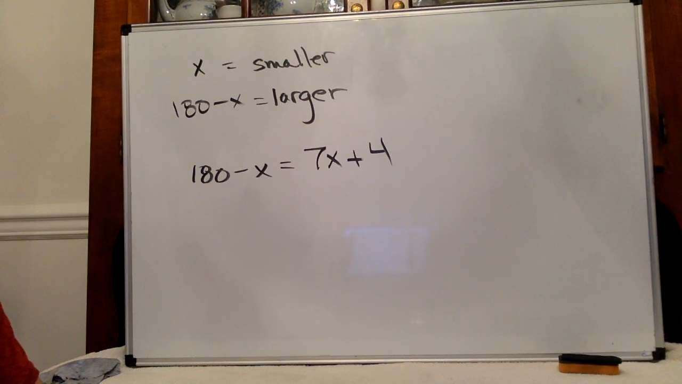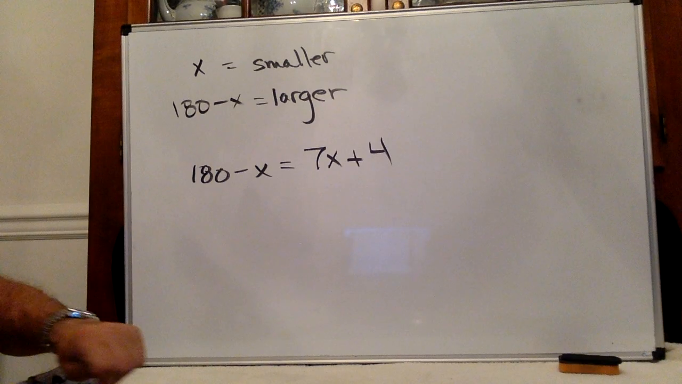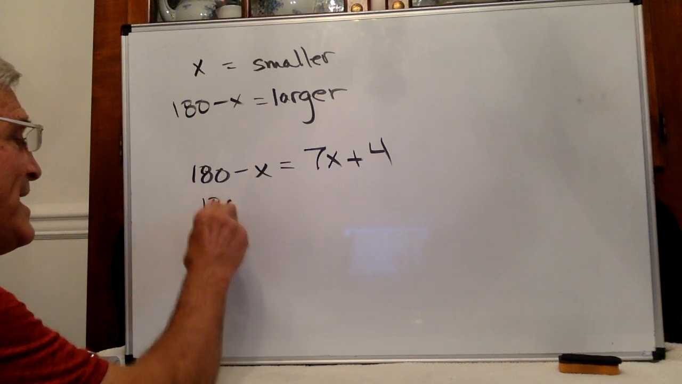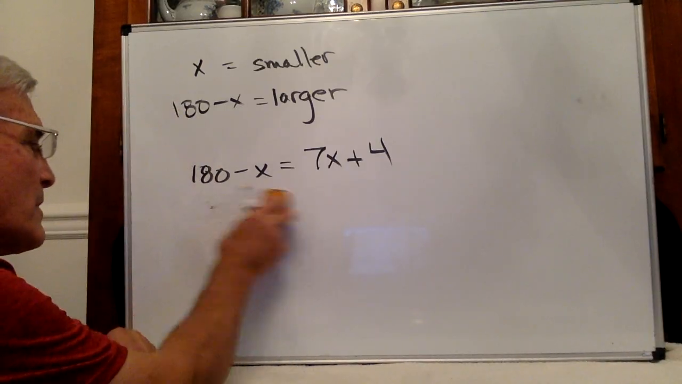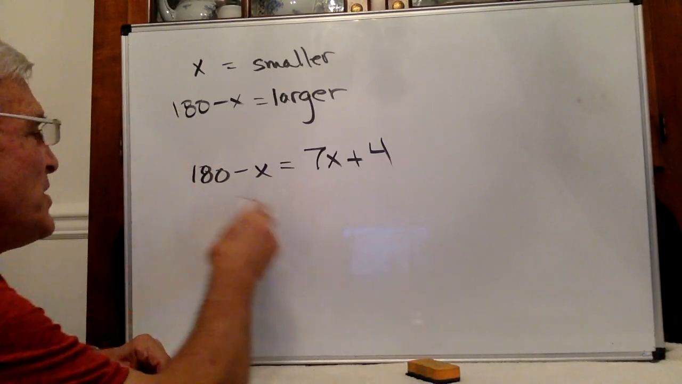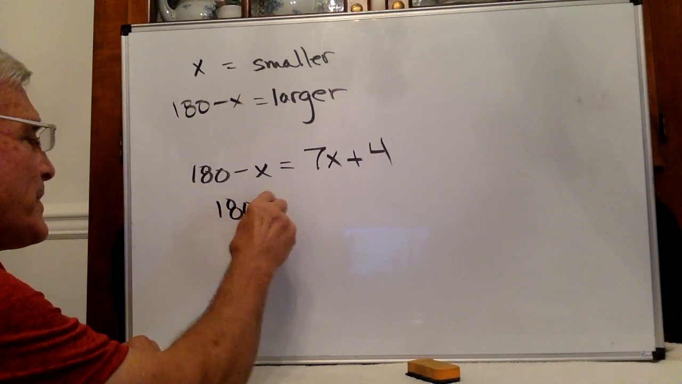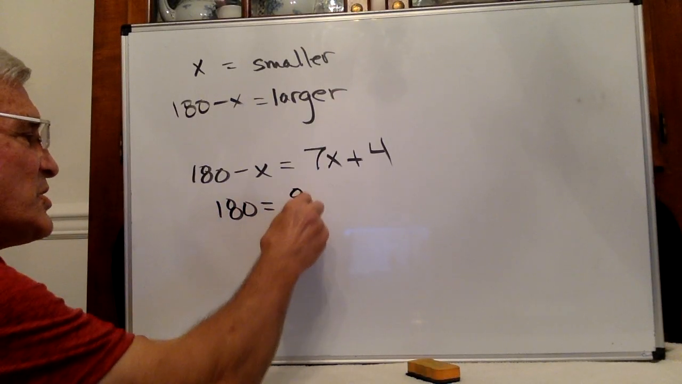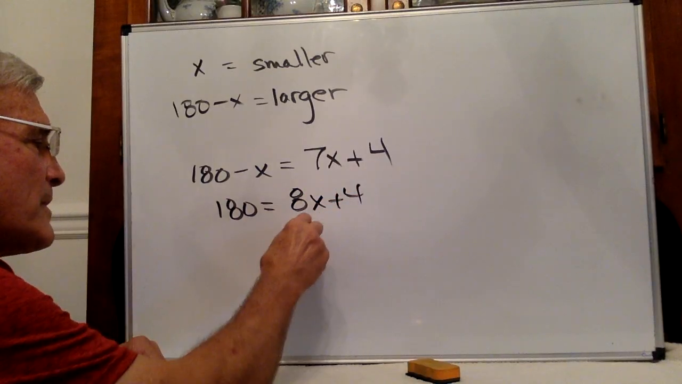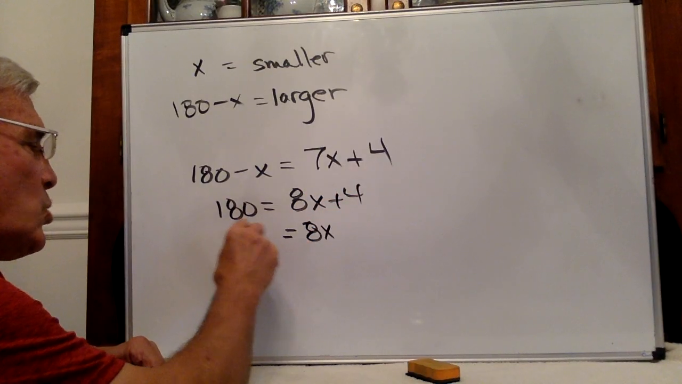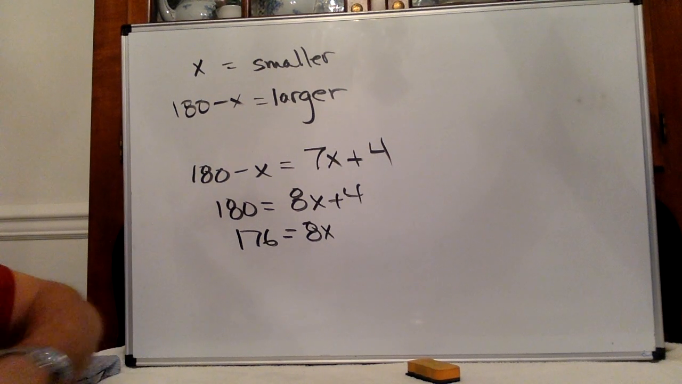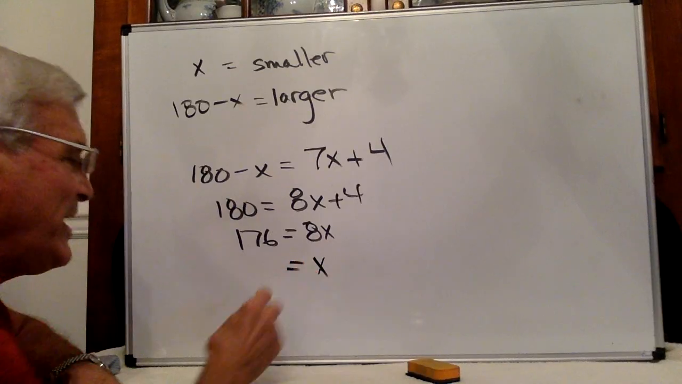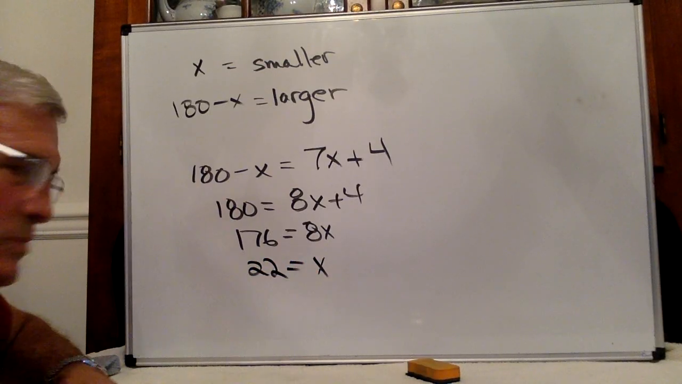So there's my equation. Now just do it out. You get 180 minus x, excuse me. Let's add x to both sides. You get 180 is equal to 7x plus x, which is 8x, plus 4. So 8x is equal to 176. Therefore, x, divide by 8 and you get 22.